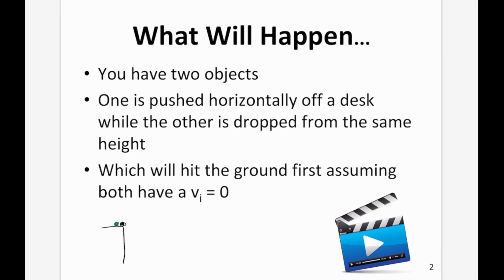Object one is going to be pushed horizontally off. So it's going to go like this, and eventually it's going to come down to the ground. Whereas object two is simply going to be dropped straight down. So which one do you think is going to hit the ground first? Assuming, of course, both have a Vi equal to zero. That's going to be a key point. So make up your mind and then watch this video here.